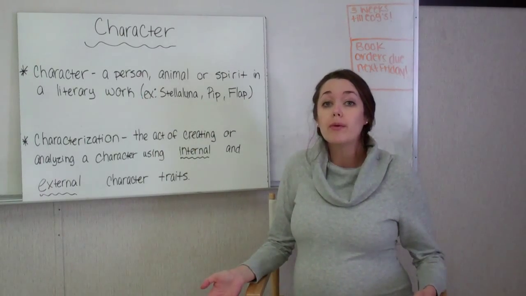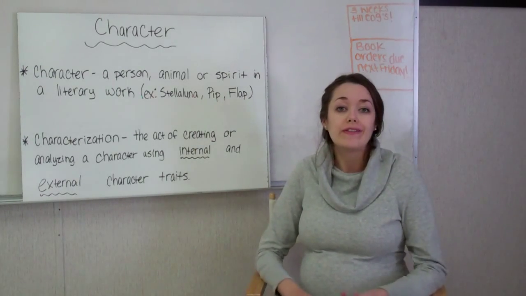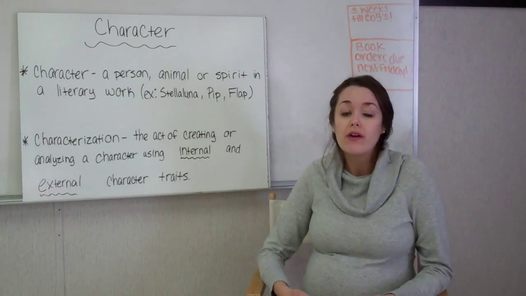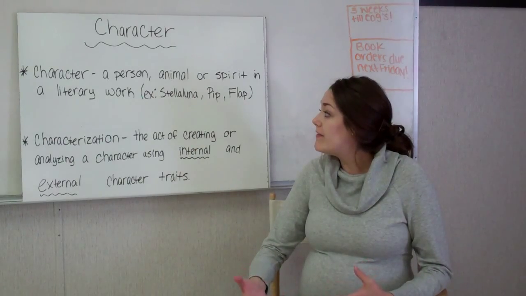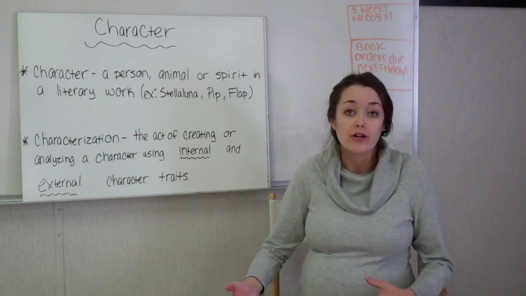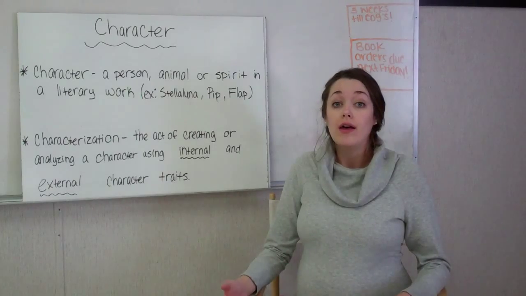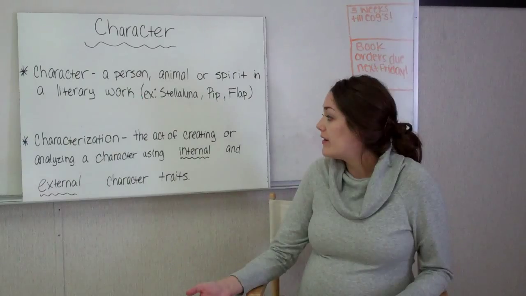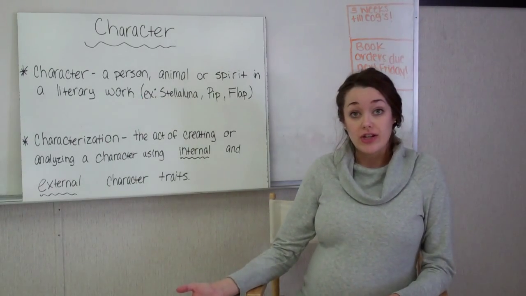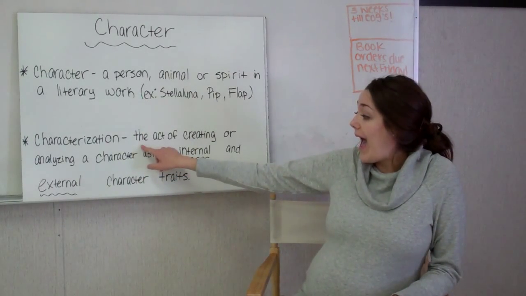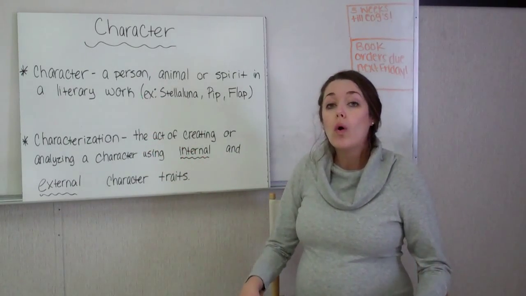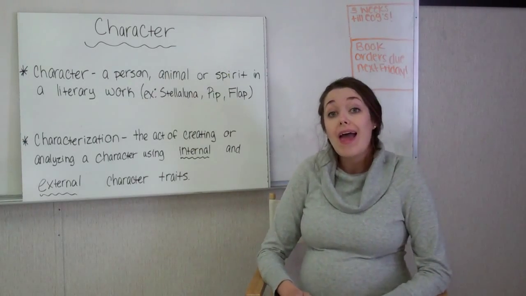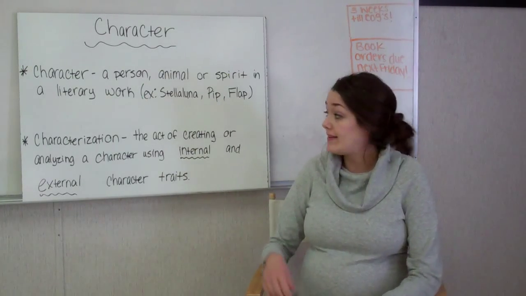So for instance, in our book Stellaluna, our characters included Stellaluna, Pip and Flap and Flitter, who were some of the birds, the other bats. Any of these individuals were characters. They played a significant role in the plot of the story. When we have character, we look at characterization. Characterization is the act of either creating or analyzing a character using both internal character traits and external character traits.